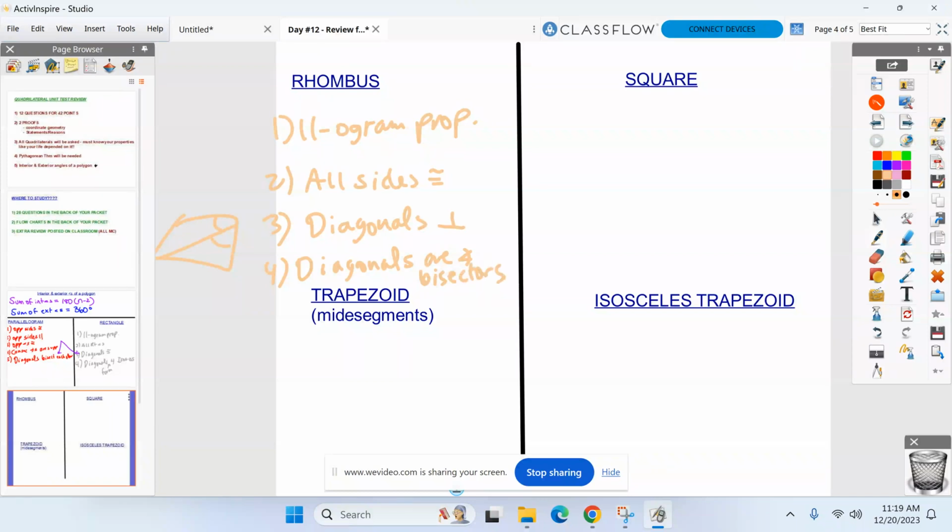All right, let's keep trucking. There's a lot. Hopefully this is waking some of you up for tomorrow. Square. All properties, right? All rectangle, all rhombus.